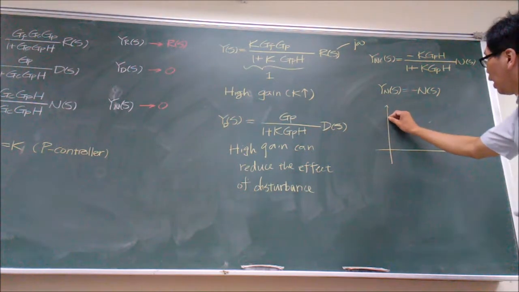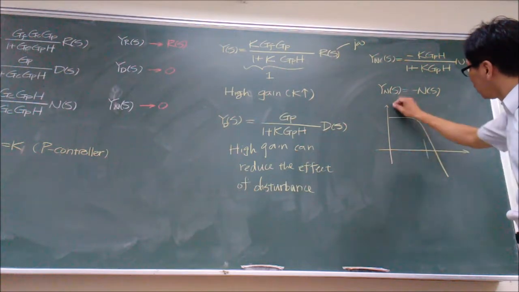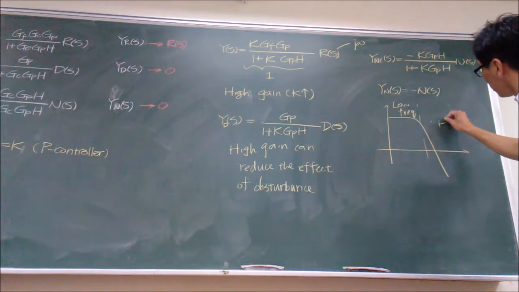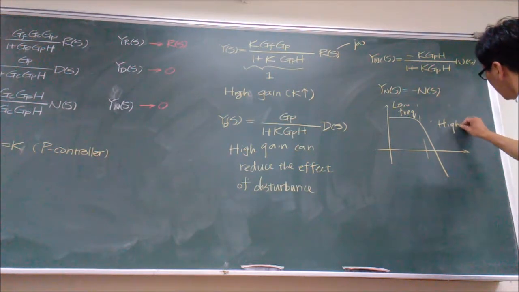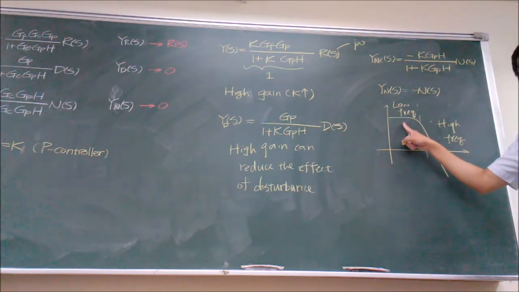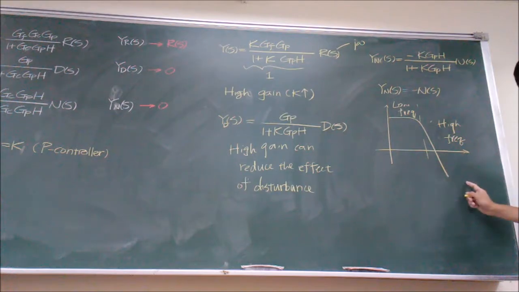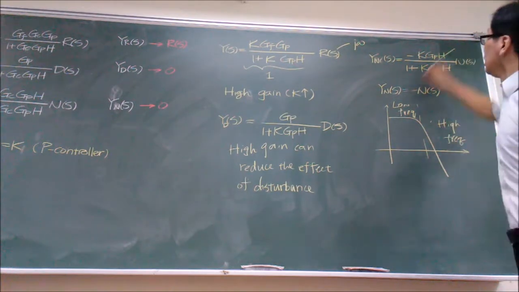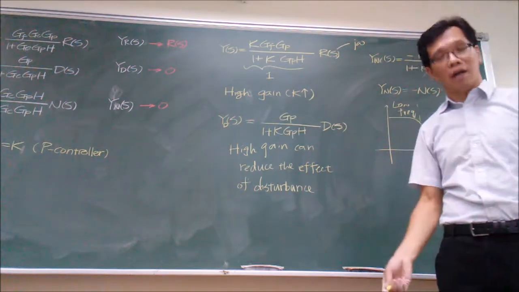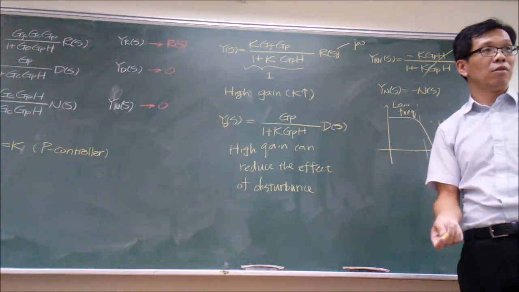So if you can have your gain, low frequency, high frequency. So if you can have high gain at low frequency, but small gain at high frequency, that is going to eliminate this part and keep this part. So that's a design principle that we're going to have for PID control. Does that make sense?